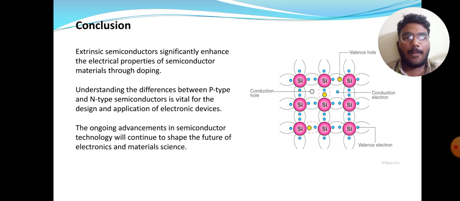Conclusion: extrinsic semiconductors significantly enhance the electrical properties of semiconductor materials through doping. Understanding the differences between p-type and n-type semiconductors is vital for the design and application of electronic devices. The ongoing advancements in semiconductor technology will continue to shape the future of electronics and materials science.